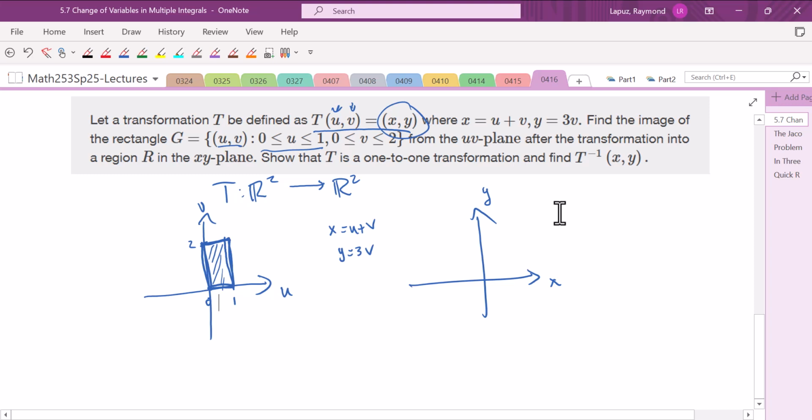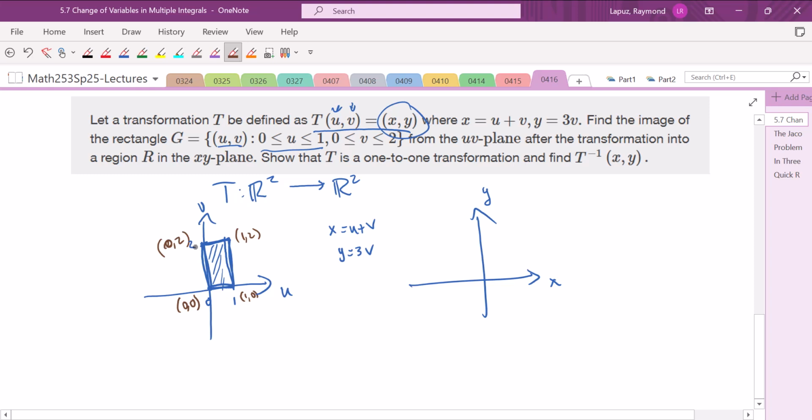So what we want to do is figure out what happens to the points, and let's actually look at these points. The key points in our rectangle are the corners, right? So we have 0, 0, we have 1, 0, we have 1, 2, and we have 0, 2.